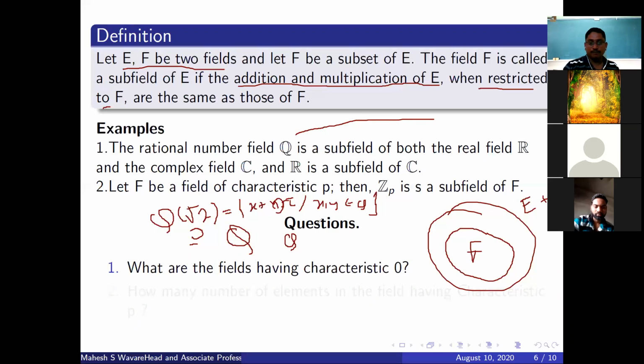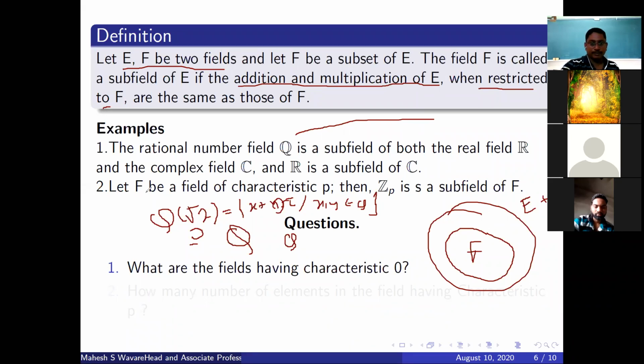So once you impose the same operation as of real numbers, these are subfields of each other. Q is a subfield of Q root 2. Q is a subfield of R. Q root 2 is also a subset of R. As far as complex numbers and real numbers are concerned, R is a subfield of C because R is a subset of C. C is the largest, everything else comes under C.